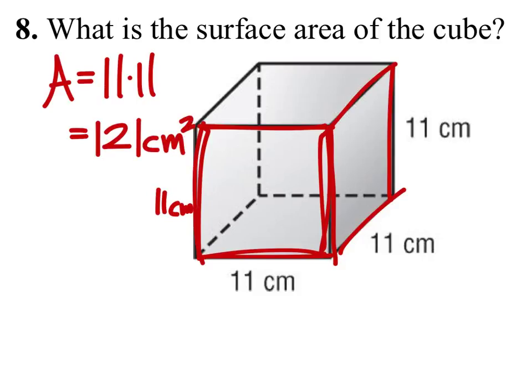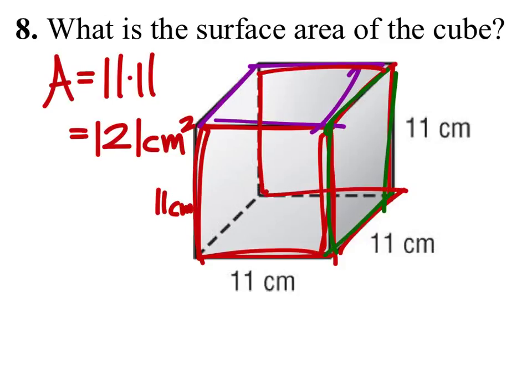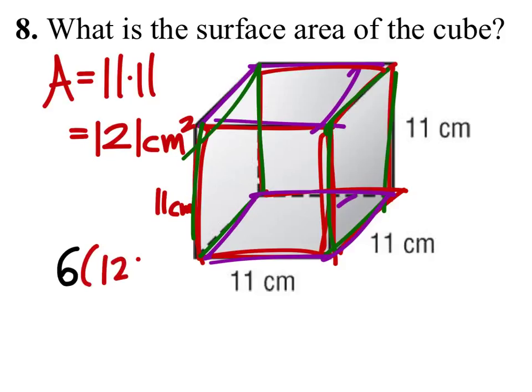Well, how many faces do we have? Well, we got the front one, we got the top one, we got this one on the side, we got the one in the back, we have the one on the left, and then of course the one on the bottom. So if we counted all those, we counted 6 hopefully. So I'm just going to say that I've got 6 groups of this 121, which will tell me the whole surface area of this cube.